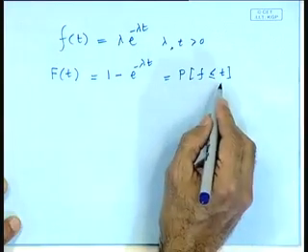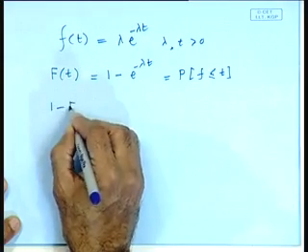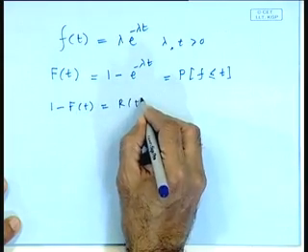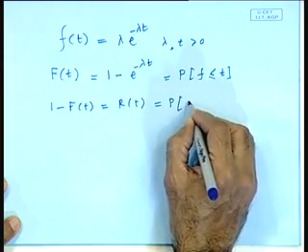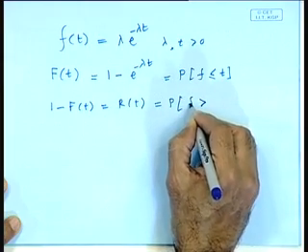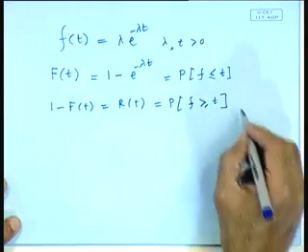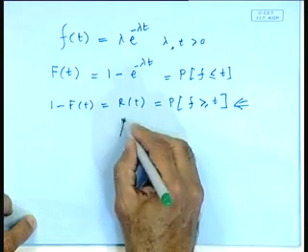Then, what is the probability that the product will survive? It is basically 1 minus F(t). This is called reliability. This is the probability that the product is going to fail beyond time t, and this is exactly what we want. We want this to be as high as possible. This number is reliability.